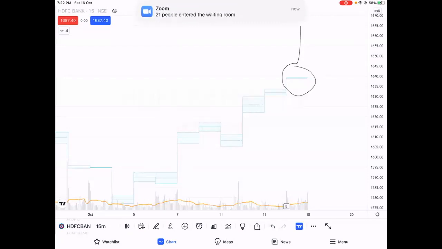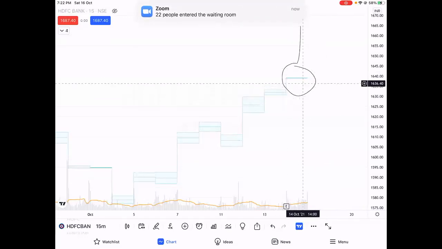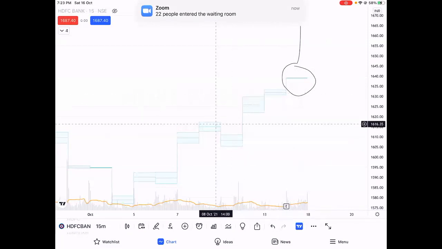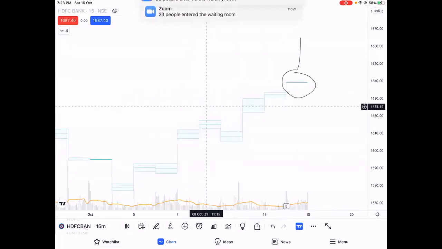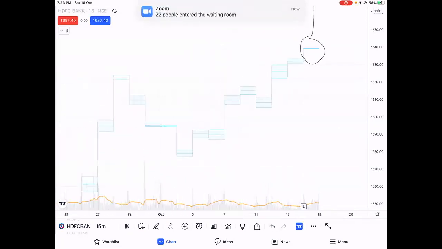Why is it so? Why is this particular CPR narrow, but why not this one? Why is not every CPR narrow, and why is not every CPR wide? So the simple thing is, while you see the calculation for CPRs, you can find these in two ways.